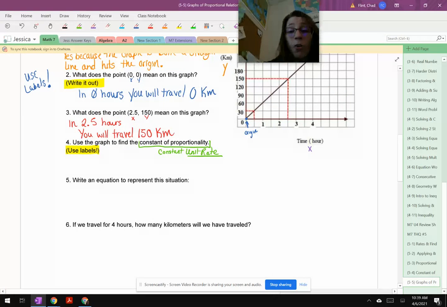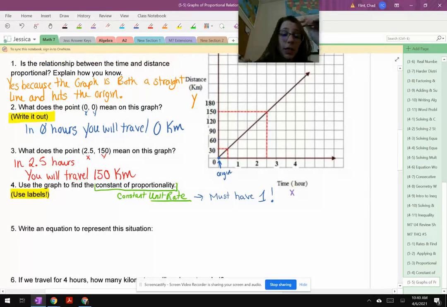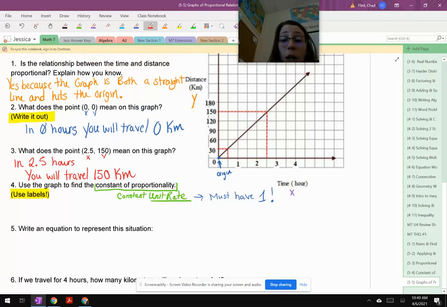Well, I can use the graph. I know that the unit rate has to have 1. Unit rates must have a 1. So if I go to the graph, it's asking me, what is my unit rate? How many kilometers, in this case, per hour? Well, looking on the graph, I can see that I have a 1 hour right here. There's 1 hour. Follow that up to where the graph is. There's that green point right there, and that's at 60 kilometers.